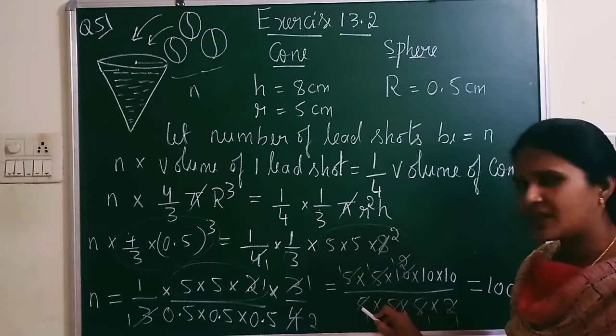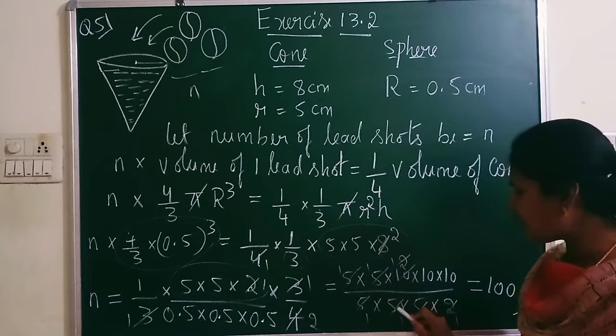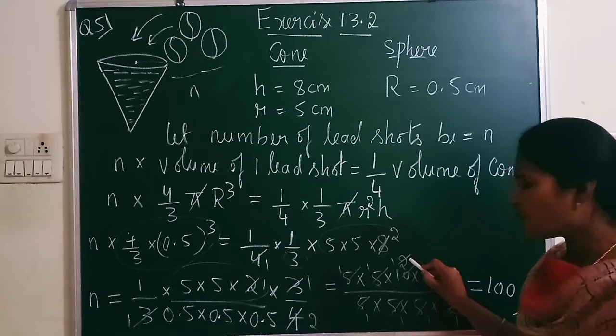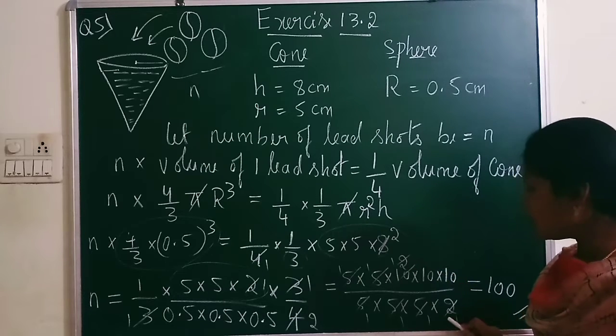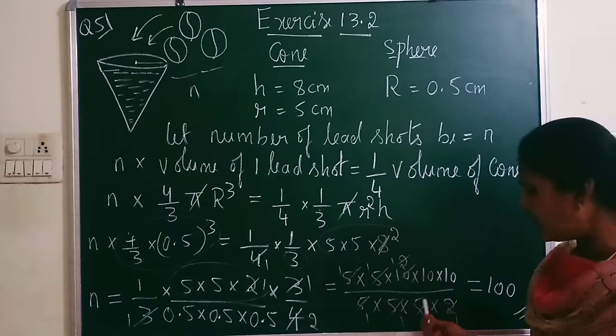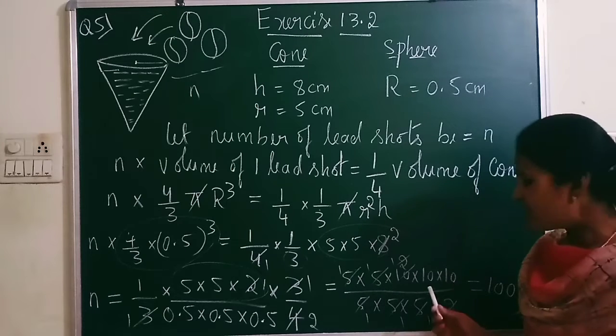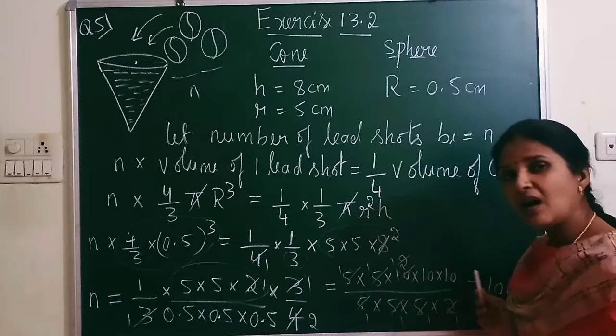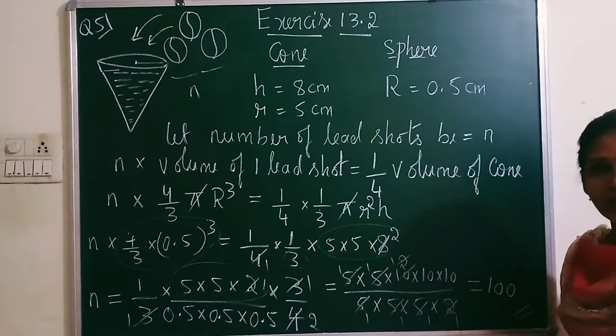Here one 5 gets cancelled. Another 5 gets cancelled. 5 ones are 5, 2 twos are 2 ones. Everything is cancelled, leaving 10 into 10. So what is 10 into 10? 10 tens are 100. So what is the conclusion?